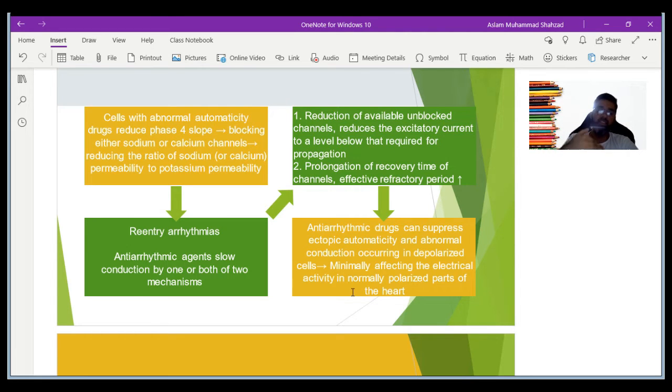Obviously if there is less sodium and more potassium, it can increase the refractory period, especially at phase 2, and from that it can help in treating abnormal automaticity or ectopic automaticity or abnormal conduction, especially in depolarized cells.